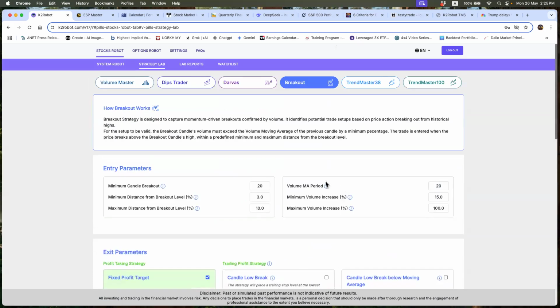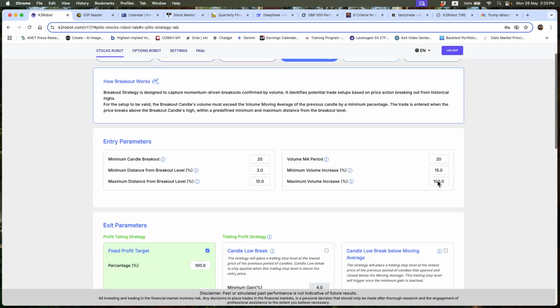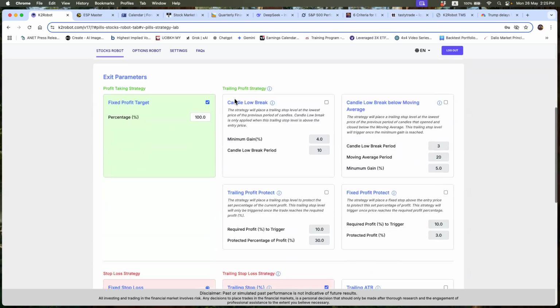So what this strategy does is the candle breakout, and the number of candles in the breakout will be 20 days. 21 candles is 1 day, so 20. Then you have the minimum breakout level. That means 3%. The minimum must jump 3%, and then the maximum, if the stock gaps up 10%, then it is not going to take the trade anymore. And this is the minimum volume requirement, right? And this strategy will take profit when the stock hits 100% profit.